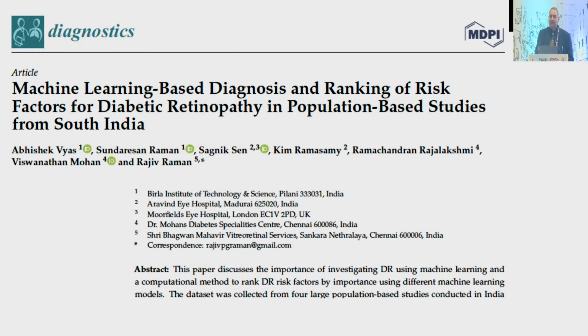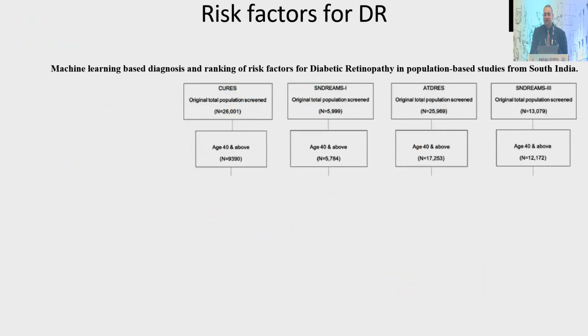Coming to the risk factors, there are a couple of risk factors which are modifiable and non-modifiable. We went ahead looking at all the risk factors in the South Indian population. So we looked into SN Reams, the Madras Diabetic Retinopathy Study, the Arvind Comprehensive Eye Study. We collated all these 3 datasets and came out with a machine learning algorithm which could rank the risk factors. So we had CURES, SN Reams, ATRES, and SN Reams 2.